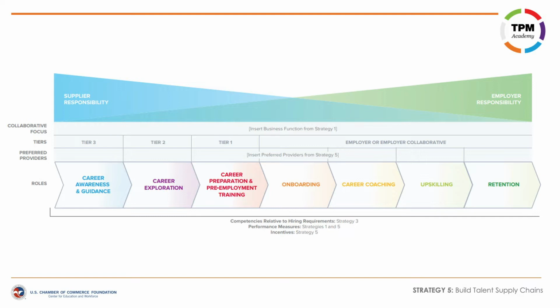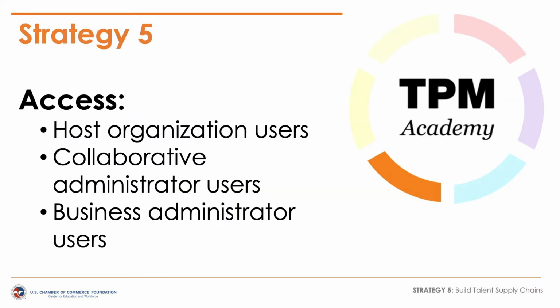It is a useful tool for communicating how employers and providers understand the talent development process from start to finish, and for providing a way to clearly signal the major transition points and roles and responsibilities of all partners involved in the process. Creating a value stream map is a Strategy 5 web tool feature. Host organizations and collaborative administrators have the ability to create and manage value stream maps. Business administrators have access to view value stream maps that have been associated with their business.